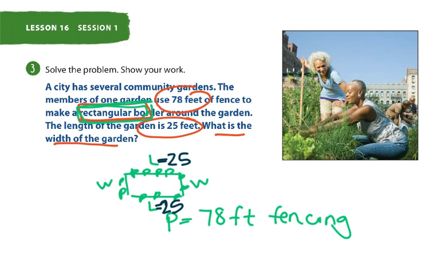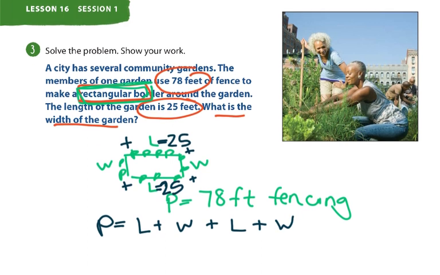25. So I know that perimeter's formula is what? Marcus, what's the perimeter's formula? No, it's length plus width plus length plus width. It's all the way around. Length plus width plus length plus width. It's all the way around a fence.